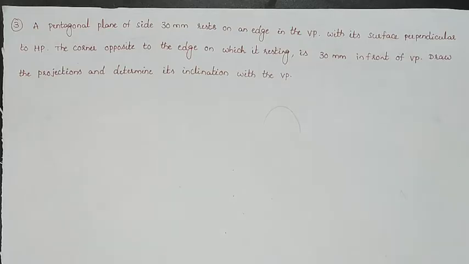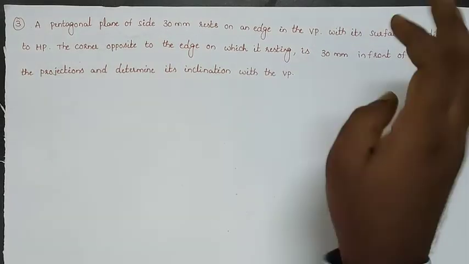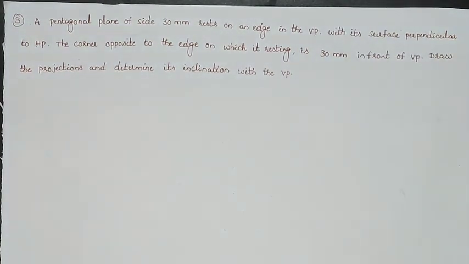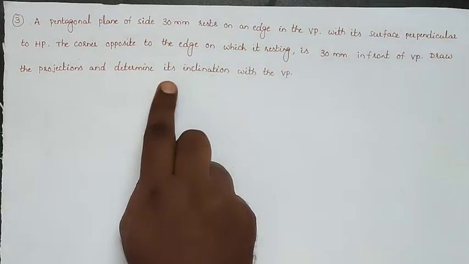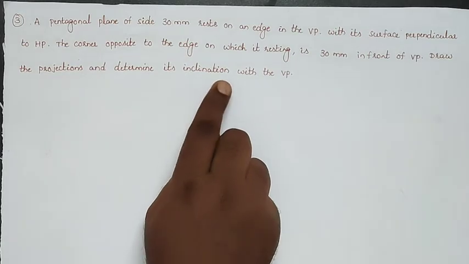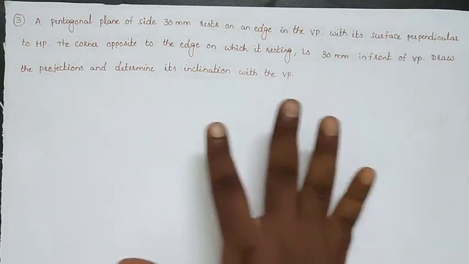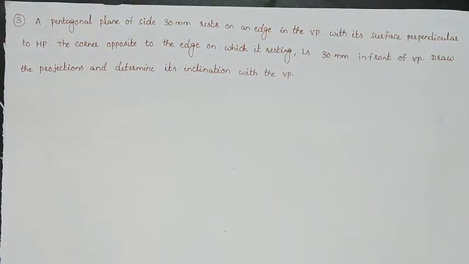A pentagonal plane of side 30 mm, resting on an edge in the VP with its surface perpendicular to the HP, and the corner opposite to the edge on which it is resting is 30 mm in front of the VP. Draw the projections and determine its inclination with respect to the VP. That means they are asking to determine the surface inclination with respect to VP. This is also one of the examples for a plane surface inclined to the VP.